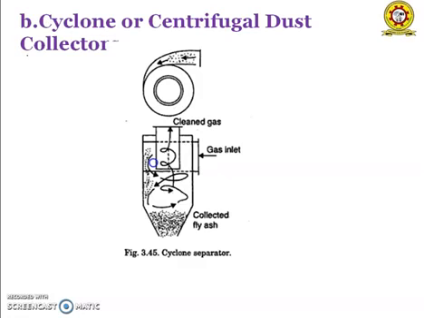They have comparatively higher pressure drop, from 2 cm to 15 cm of water. They require considerable headroom and must be placed outside the boiler room. As the size of the dust particles decreases, the collection efficiency decreases.